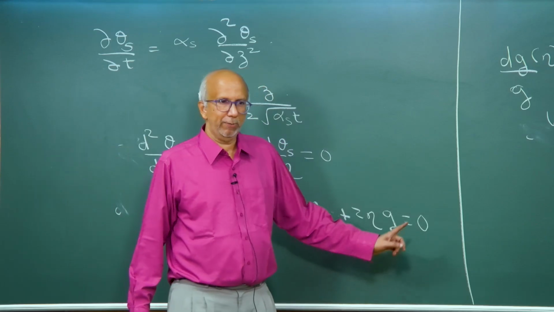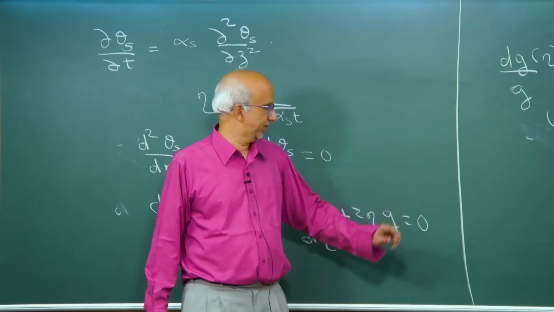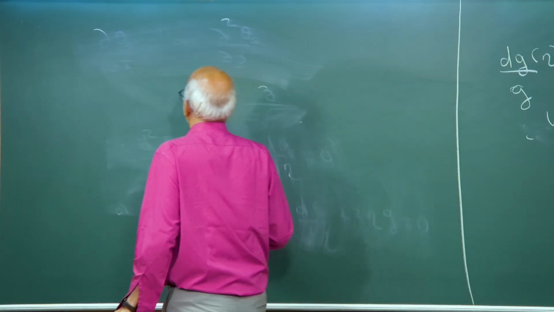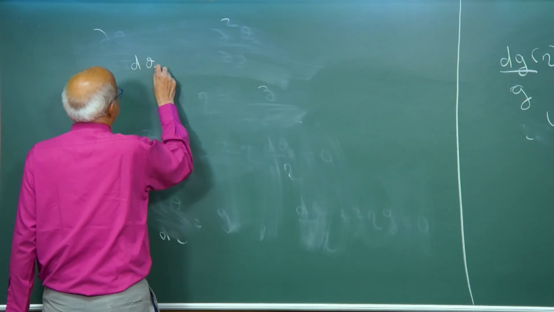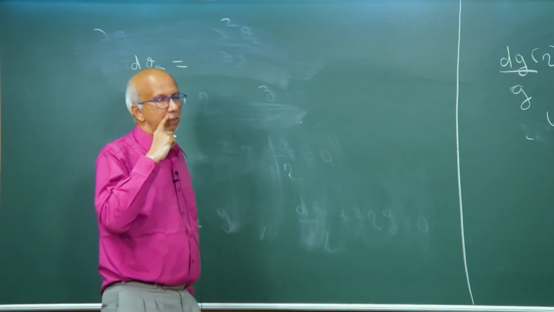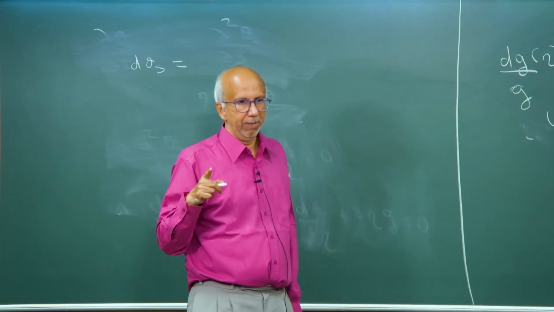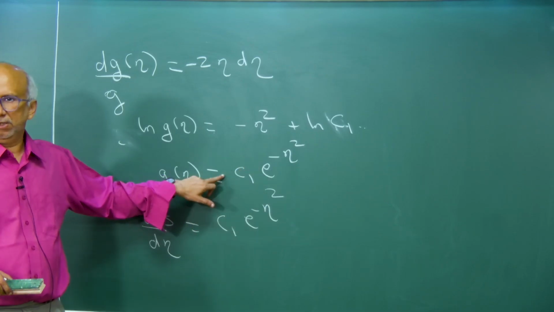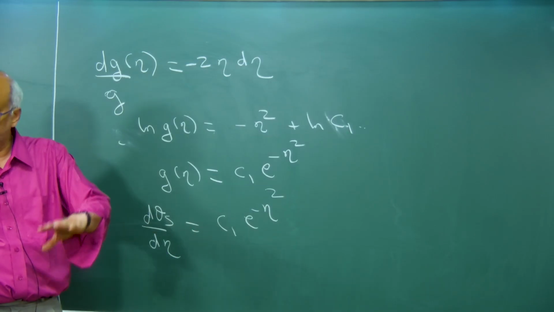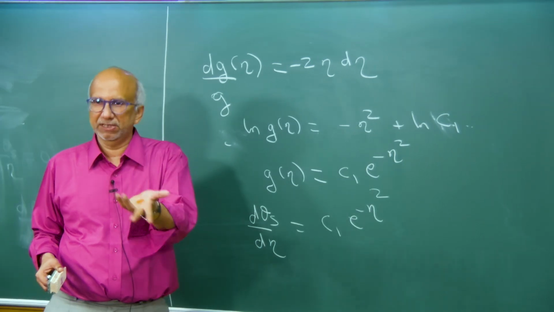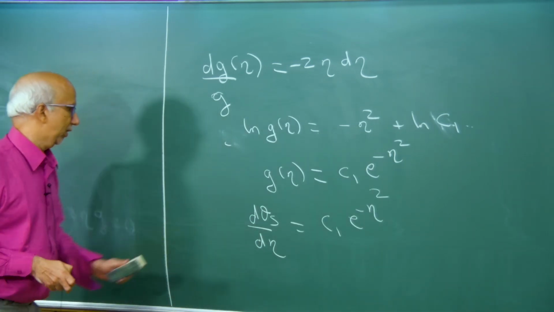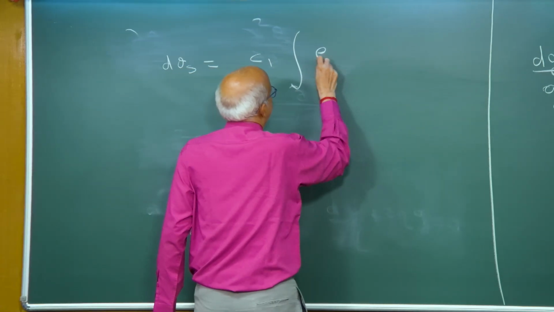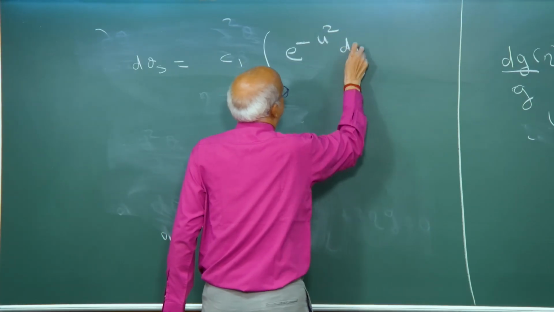Now I can integrate with respect to eta on both sides, because I want my solution in terms of eta. When I am integrating, remember the integral of f of x dx and f of y dy are the same, so I can put in a dummy variable. So, I am going to write this as d theta s equal to C1 integral e power minus u squared du.